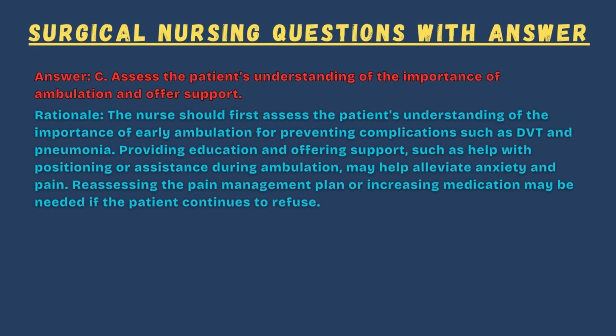Answer. C. Assess the patient's understanding of the importance of ambulation and offer support. Rationale. The nurse should first assess the patient's understanding of the importance of early ambulation for preventing complications such as DVT and pneumonia. Providing education and offering support, such as help with positioning or assistance during ambulation, may help alleviate anxiety and pain. Reassessing the pain management plan or increasing medication may be needed if the patient continues to refuse.